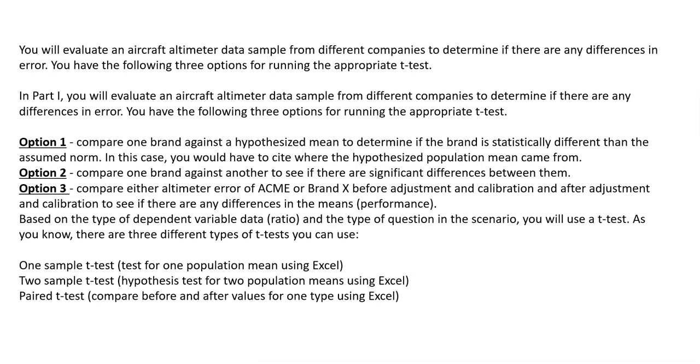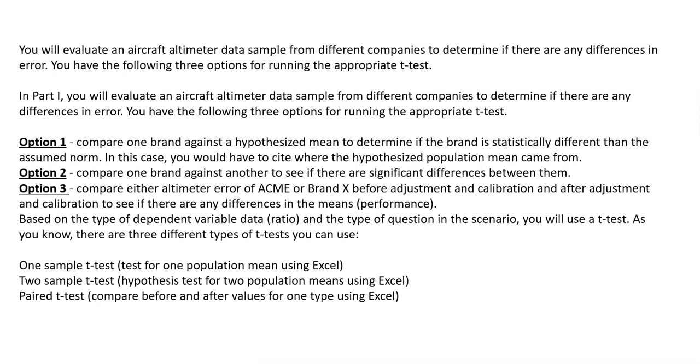So notice right away the difference between option 1 and option 2. Option 1 is simply one company against an assumed norm for an error rate in altimeters. The second option is comparing effectively brand X against brand Y. And then option 3 says compare either altimeter brand Acme or brand X before adjustment and calibration and after adjustment and calibration to see if there are any differences in the mean performance.